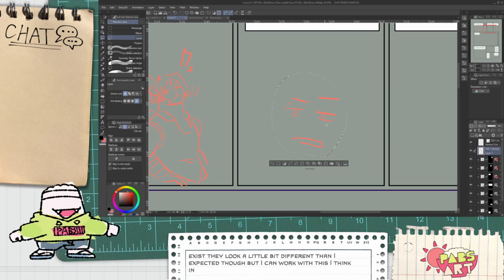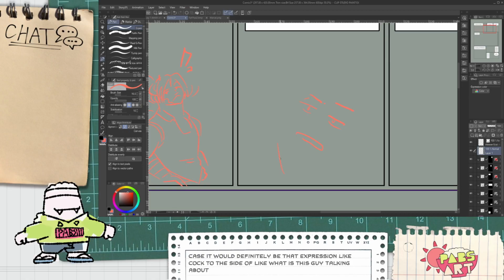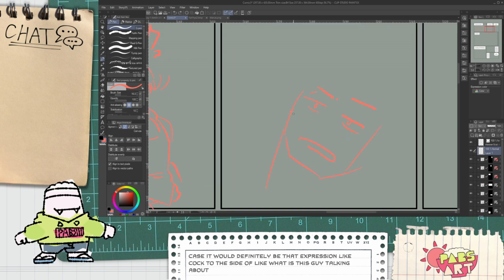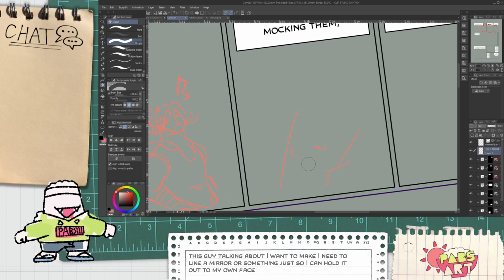I think in this case, it would definitely be that expression where, like, cocked to the side of, like, what is this guy talking about? I don't know. I need like a mirror or something just so I can hold it up to my own face. Maybe that's something else that I should invest in.